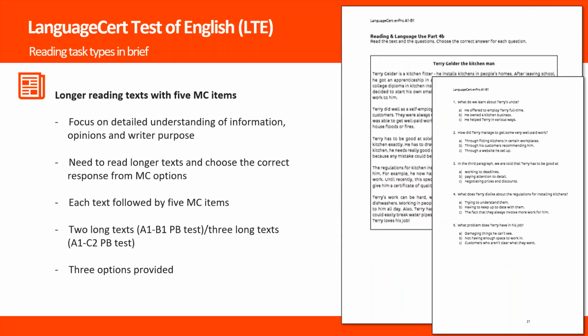The last part of the reading test presents candidates with longer texts. They are requested to read the text provided and choose the correct answer for each question. The focus of this task is on detailed understanding of information, opinions, and writer purpose. Candidates choose the correct response from multiple choice options. Each text is followed by 5 multiple choice items.